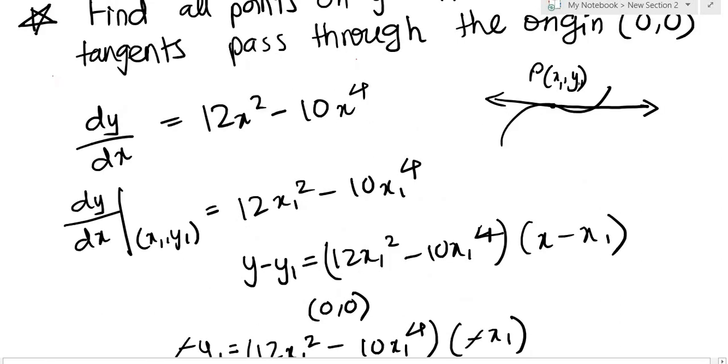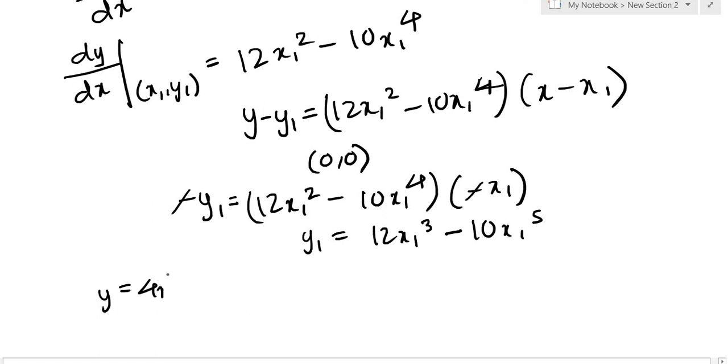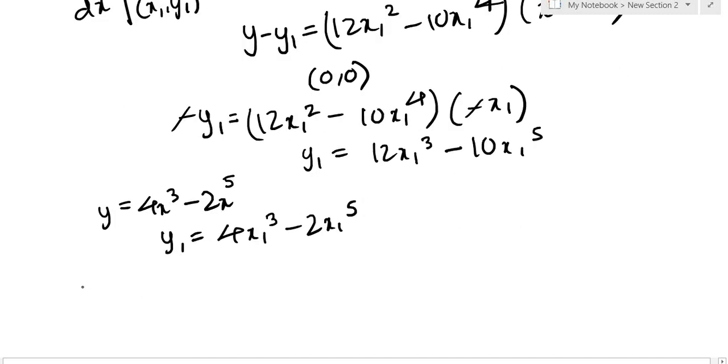But let me remind you that this point P, x1 comma y1, at which we found the tangent that satisfied the condition of the question, also lies on the curve, so you can plug x1 comma y1 into the equation of the curve. So let's go ahead and do that. Our curve was y is equal to 4x cubed minus 2x to the fifth. We can just plug x1 and y1 in this equation. So y1 is equal to 4x1 cubed minus 2x1 to the fifth power. You have y1 equal to two different things. So you can say finally that 12x1 cubed minus 10x1 to the fifth is equal to 4x1 to the third minus 2x1 to the fifth.